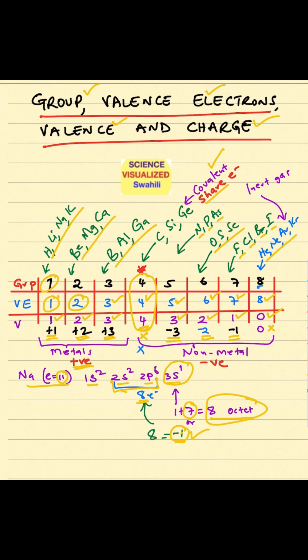And then starting from group number 4 all the way to group number 8 are nonmetals. Then group number 5 all the way to group number 7 will form a negative charge.